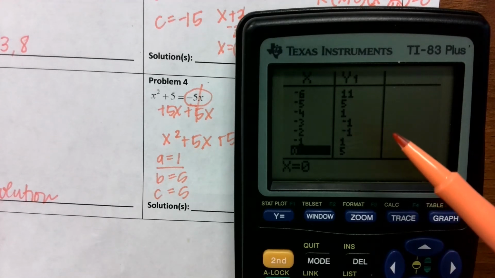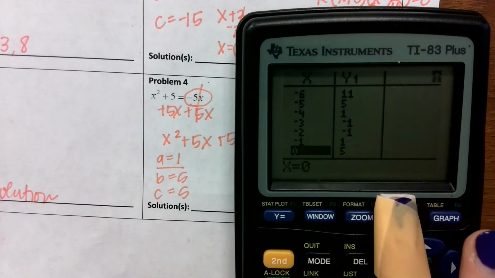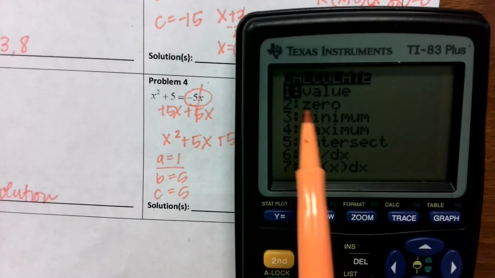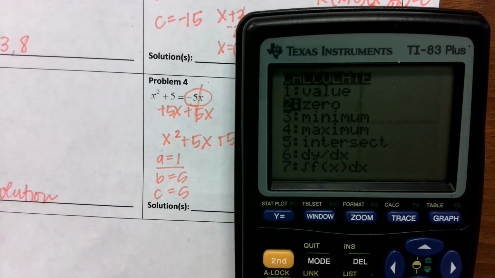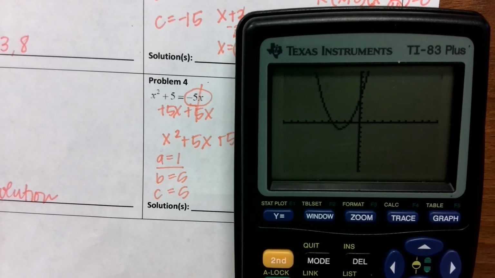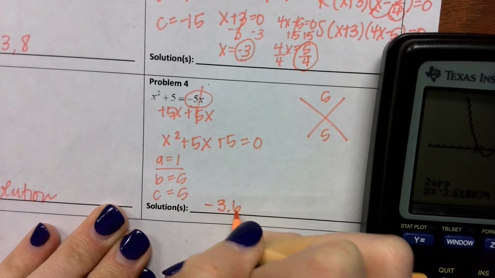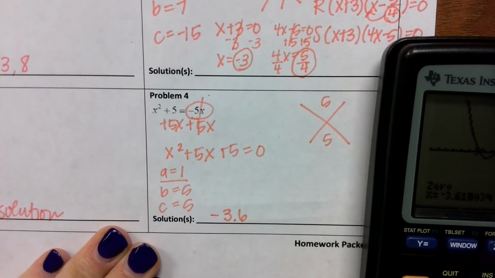Now, there's one of 2 things that you can do here. You could do the quadratic equation, or I've taught you another way that you can find the zeros or the x-intercepts. And you can go over to 0, and these will give you the exact numbers. Left bound. Some of you might remember how we did this. Right bound. X equals negative 3.6. I'll just round to the 1 decimal place. And then let's find the other one.